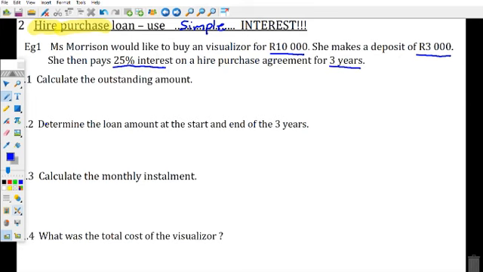Now, there's a lot going on here. So I'm going to highlight it bit by bit and we're going to break it down. You want to buy a visualizer for 10,000. There's a deposit of 3,000. Who knows what a deposit is?